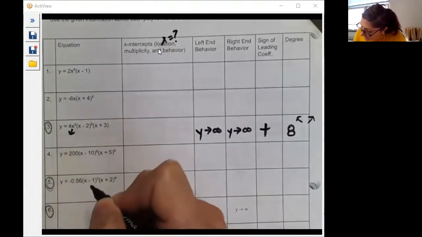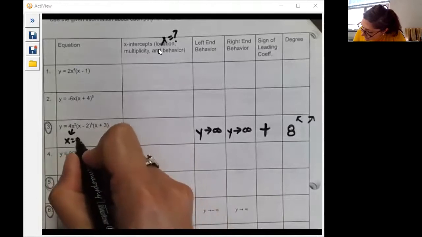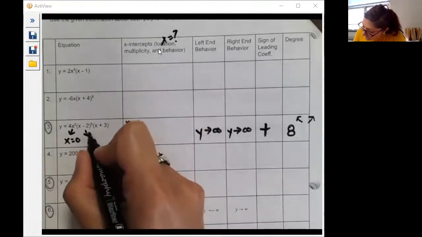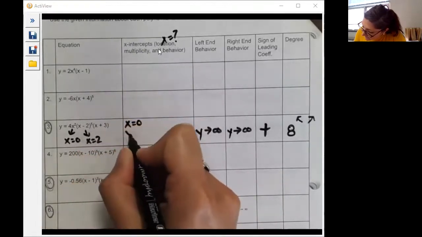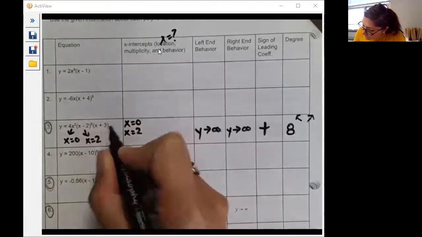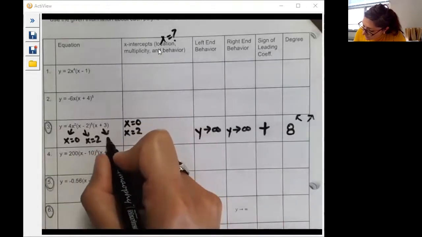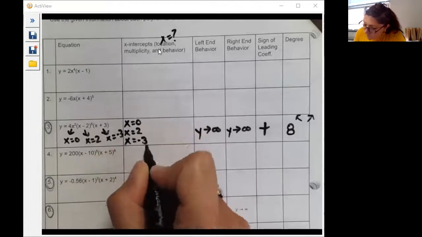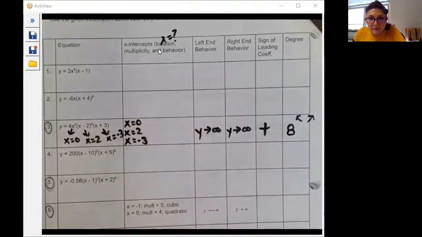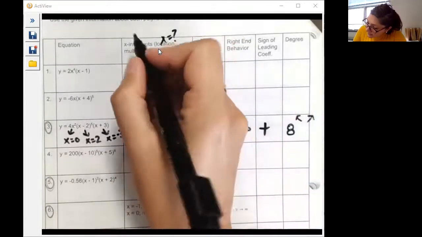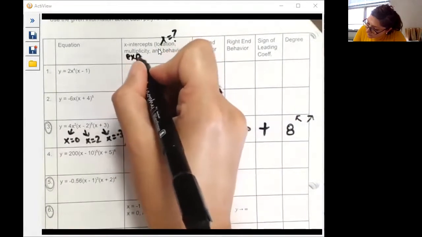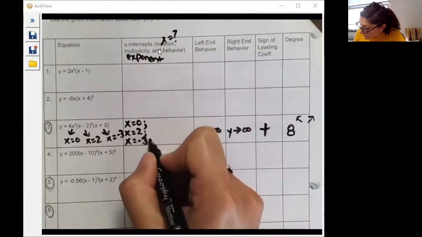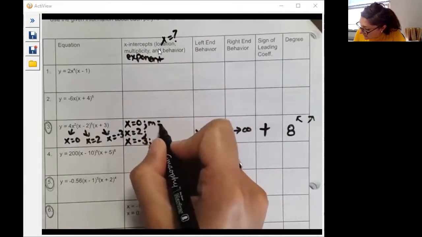Where I have x squared, I would have x equals 0 for an x-intercept. X minus 2 would give me 2 for an x-intercept. And then x plus 3, remember it's the opposite sign, would give me negative 3 for an x-intercept. Their multiplicity refers to their exponent. So for each of these, I'm going to say what their multiplicity is.